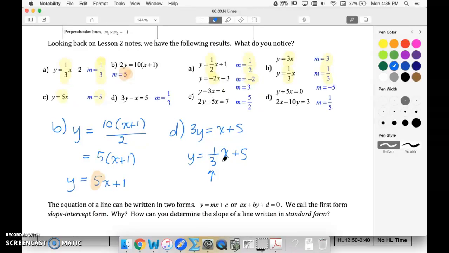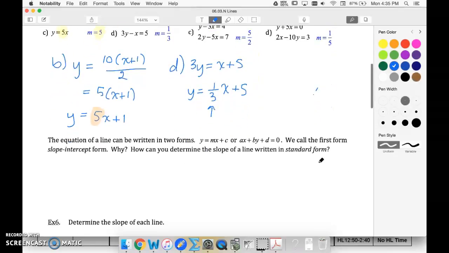So for any of these cases, as long as I can rearrange to y equals form, I can see the slope. We call that form of a line the slope-intercept form. And that's because when I have my y equals form, I can see the slope in front of the x value. So that's my slope. If x is 0, this thing goes away. y equals c then becomes the y-intercept. So I call this slope-intercept form.